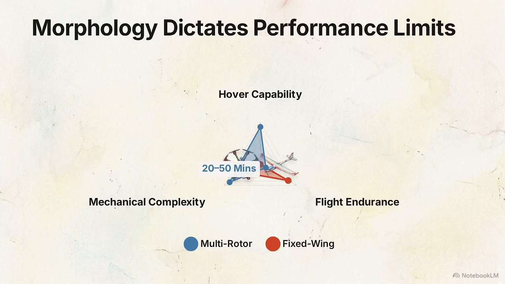Overlaid on the chart now is the fixed-wing morphology. These platforms resemble conventional airplanes, relying on the forward momentum of air passing over wings to generate lift, rather than continuous motor output. This aerodynamic approach results in significant energy efficiency. Fixed-wing platforms stretch far out along the endurance axis, achieving continuous flight durations of 1 to 12 hours, which is ideal for large area mapping and pipeline inspection.